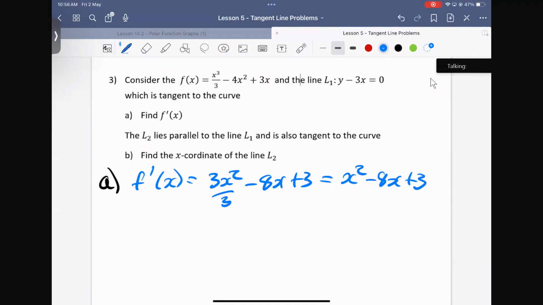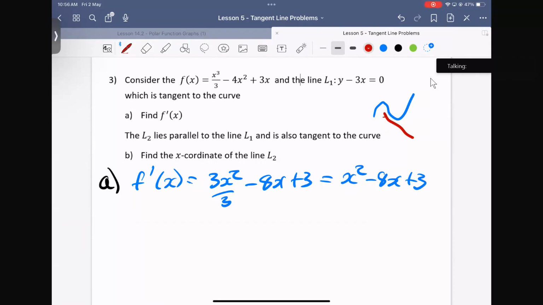So we're told here in the question that we have a curve and we have a line. This line is a tangent to the curve. So you could sketch the curve and you can sketch the line if you want to, but I'm not going to sketch the curve correctly. We've basically got one of these type of problems. There's our tangent. It tells us that line 2 is parallel to the line L1, and it's also tangent to the curve.